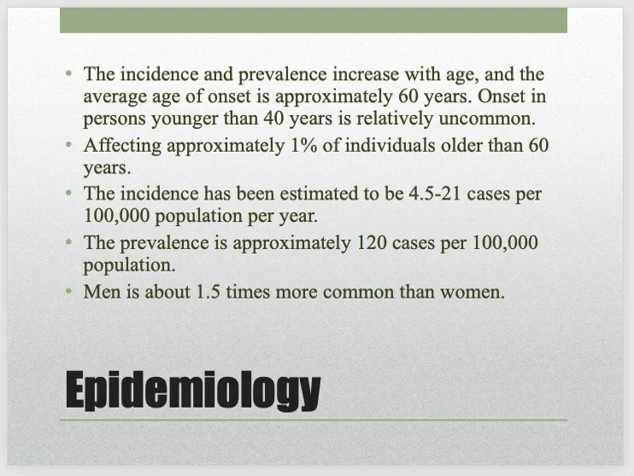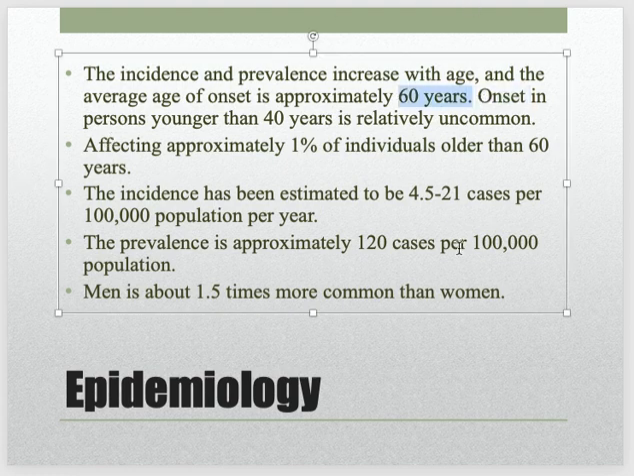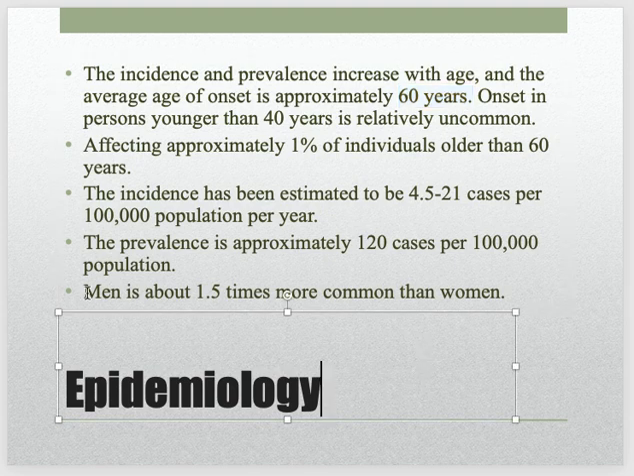As I told you, what is the epidemiology, right? It is so common that it increases with rising age, and after 60 years of age, around 1% of the patients have this thing. It is the second most common neurodegenerative disorder after Alzheimer's. The mean age of onset is around 60 years, okay? The mean age of onset is around 60 years.